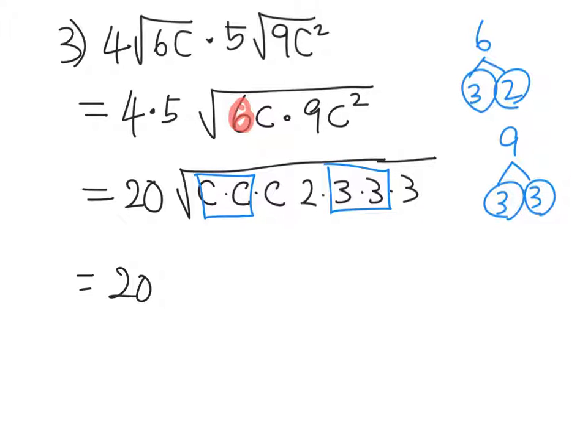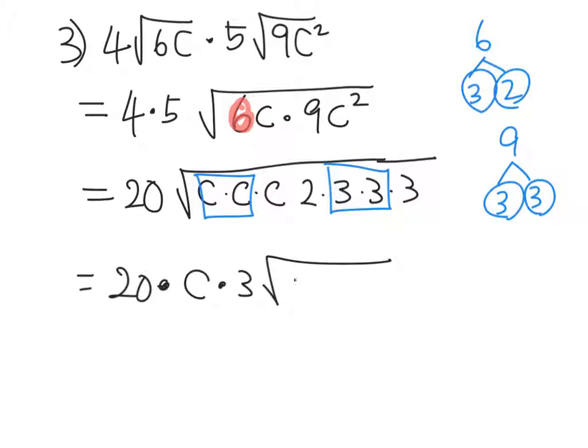20 is on the outside and inside the square root. Oh no, we need to figure out who came out. So the C came out. You see this one? Because of that, the C came out. And then the 3 came out. You see this one right here? So 3 came out. And then inside the square root is, obviously, C, 2, and 3.